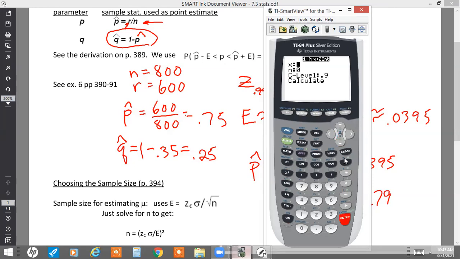What we call R in our textbook, your calculator calls X. So that's 600. Sample size, or excuse me, N was 800. And we want our confidence level to be 0.99. And then we'll go down and calculate. So yeah, we get to the hundredths place 71, and for the upper bound, it would be 79. Any questions on that?